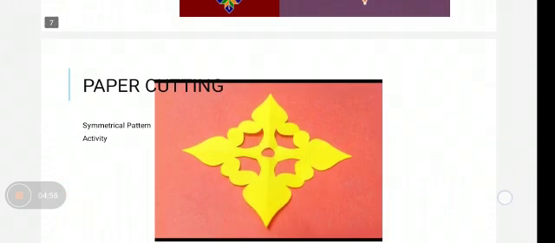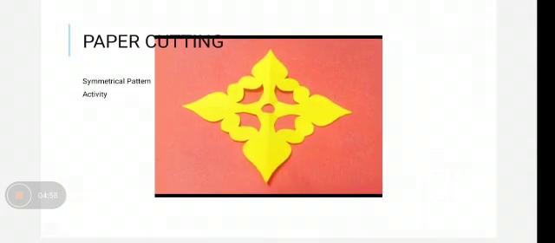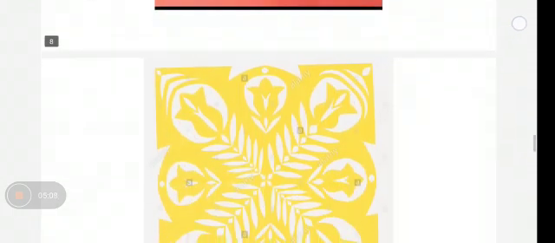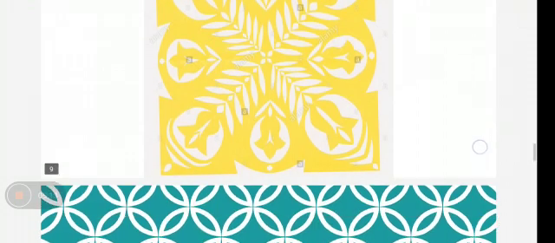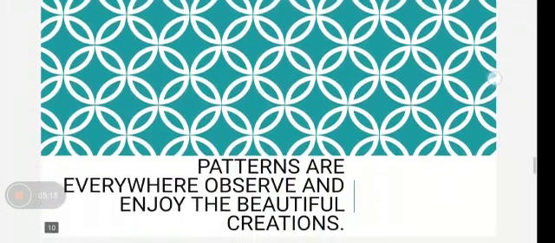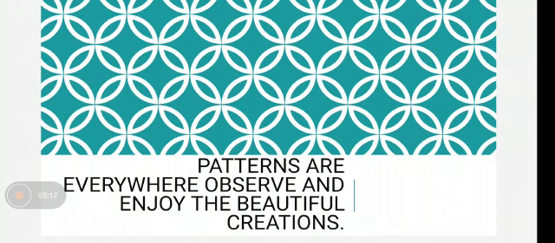Now there is one more activity which we will be discussing in another video. This is called paper cutting activity. With paper cutting also we can make symmetrical patterns. Very beautiful paper cutting patterns you can see. So all in all, we have seen that patterns are everywhere. We just have to observe and enjoy the beautiful creations.